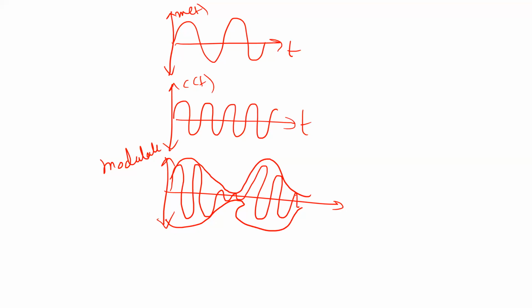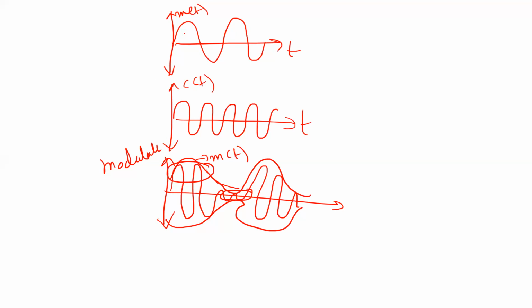Are you able to see this? See what happens. When the amplitude of my message signal, M of T, increases, the amplitude of my carrier signal also increases. And when the amplitude of message reduces, the amplitude of the carrier signal also reduces. Any doubts in this? So this is the overlap, superposition.